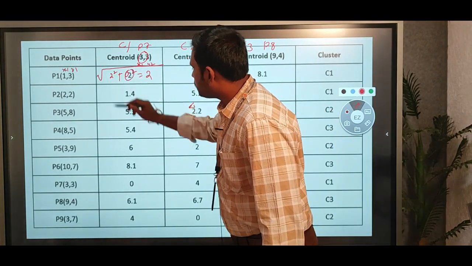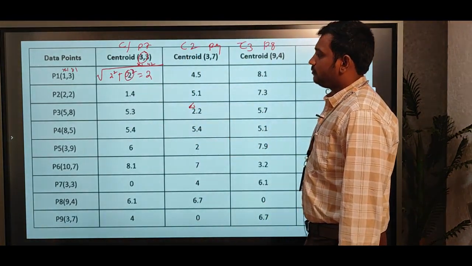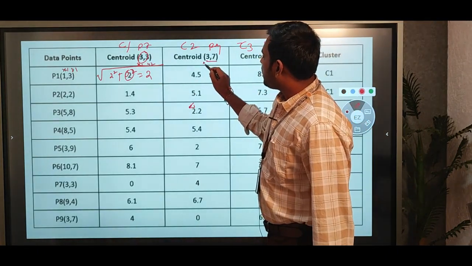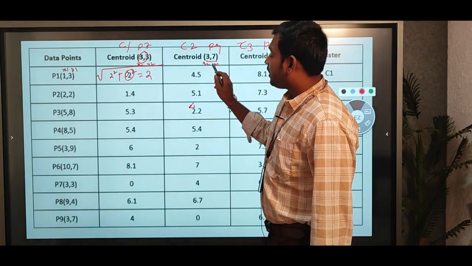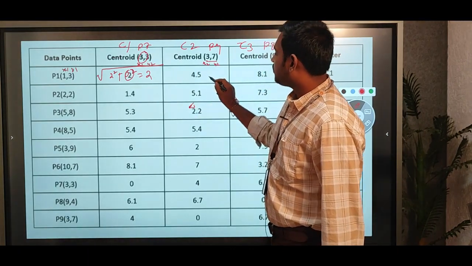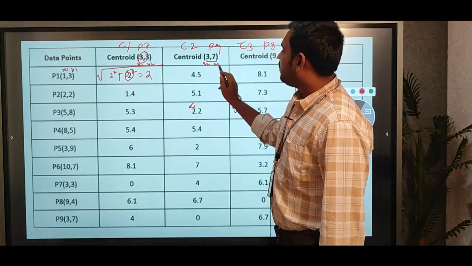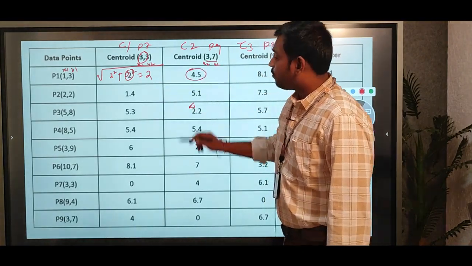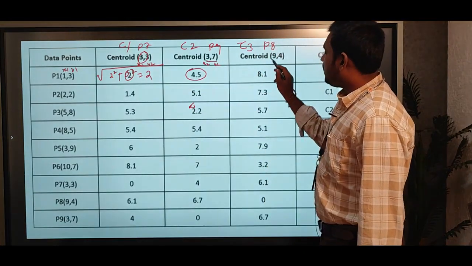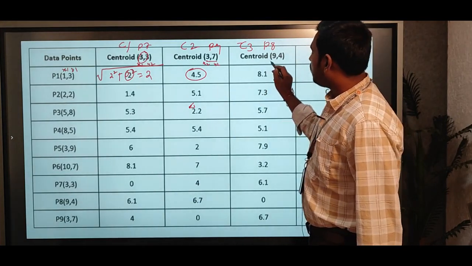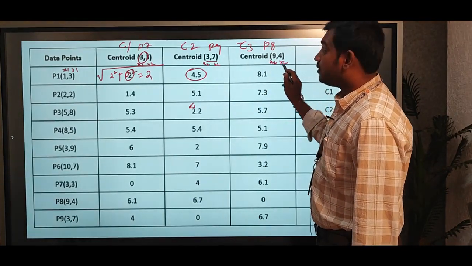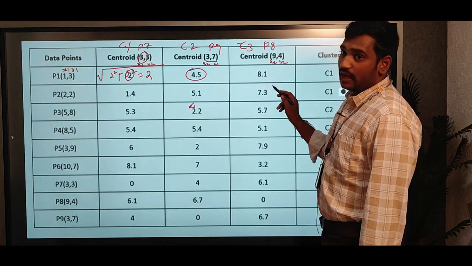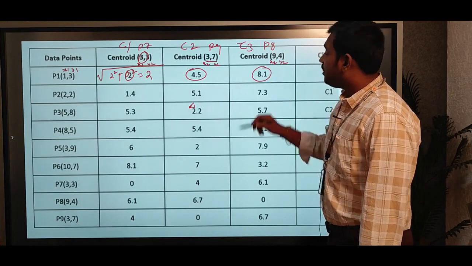Here, the 2 is already presented. From this point, now this time this is x2, this is y2. By calculating 3 minus 1 whole square plus 7 minus 3 whole square, the answer will be 4.5. Similarly, from this point to P1, now this time this is x2, this is y2: 9 minus 1 whole square plus 4 minus 3 whole square. If you calculate the square root of the whole, it will be 8.1.